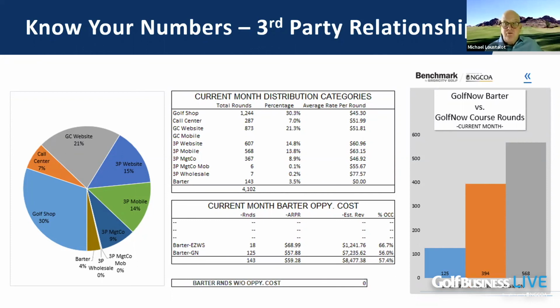Same thing can be said for third-party mobile and third-party booking engines, third-party websites. There's 29%, almost 30% of this golf course's business in the month of April that came through third party. When you tack on barter at another 4%, you're at 34, 35%. So that's a big, big number. And you really want to know a couple things. Where do those paid rounds hit on your T sheet? And what is the barter opportunity cost associated with that?